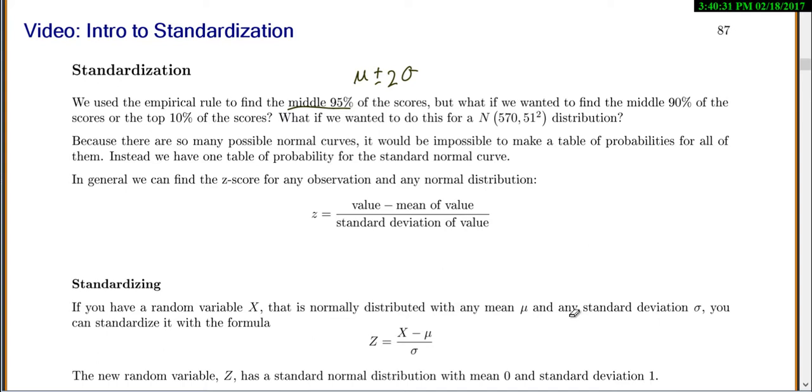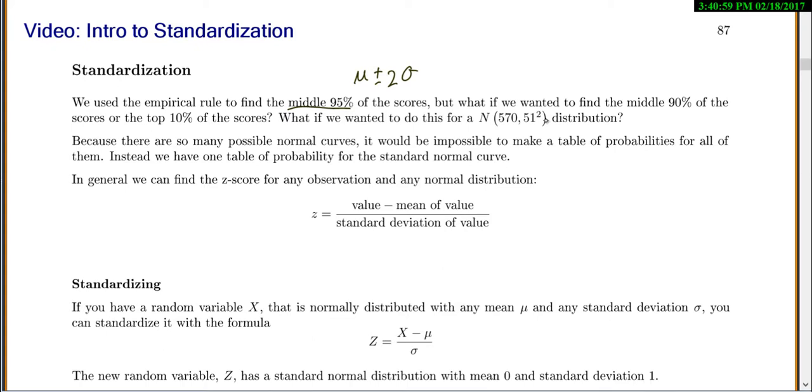But what if we wanted to find, say, the middle 90% of the scores or the top 10% of the scores? We haven't learned how to do this. And what if we wanted to do it for a normal distribution that has a mean of 570 and a standard deviation of 51? It turns out that there are so many possible normal curves, we couldn't make a table of probabilities or formulas for all of them.